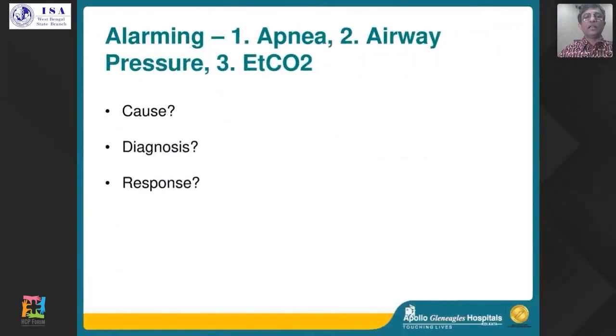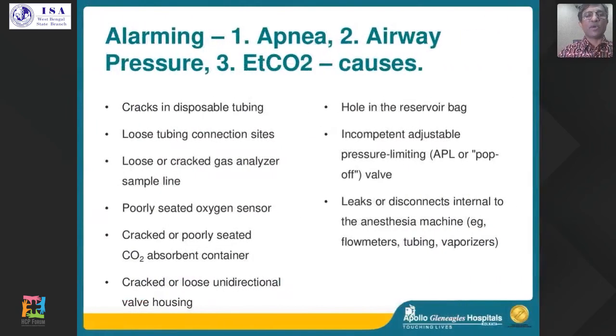The final troubleshooting scenario that I have come to is that you have 3 things alarming. There is an apnea alarm going on, there is an airway pressure alarm about low pressure going on, and the EtCO2 alarm is also alarming as low EtCO2. What could be the cause, and how will you diagnose and respond?